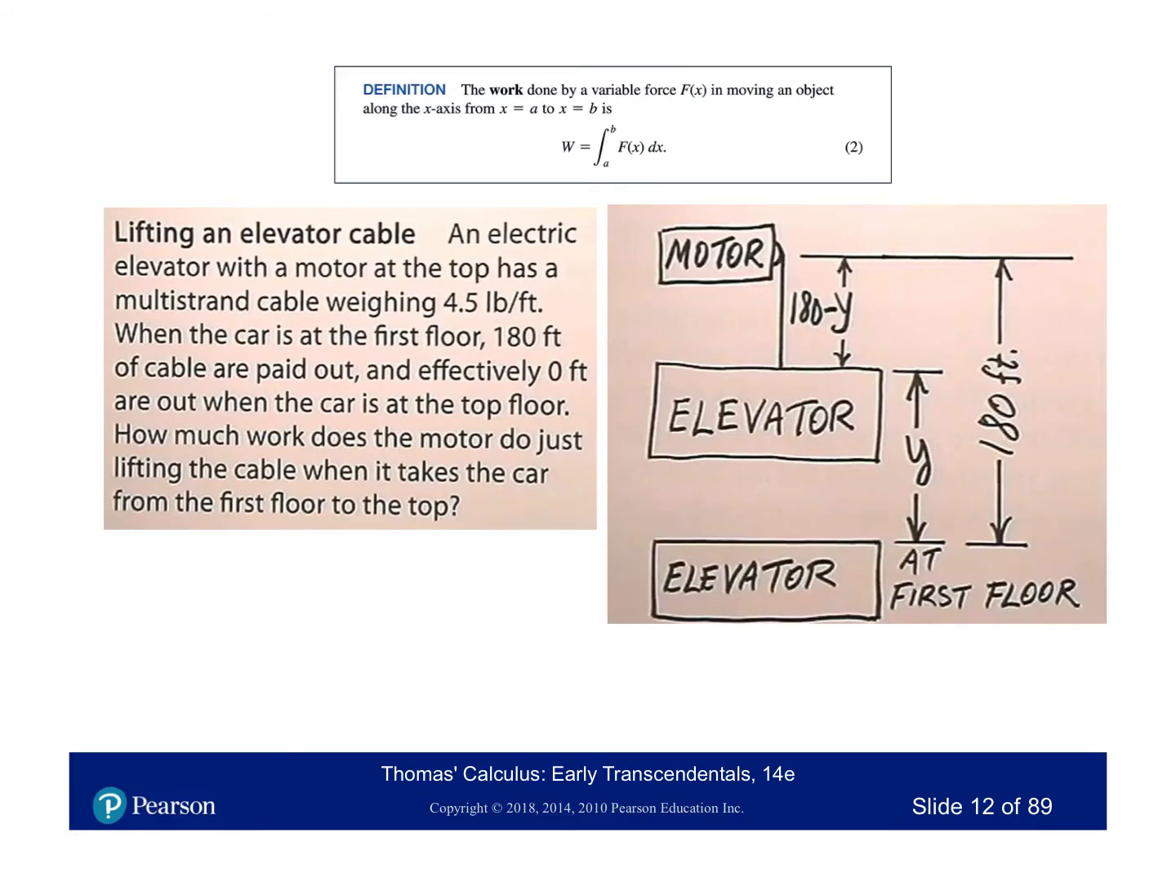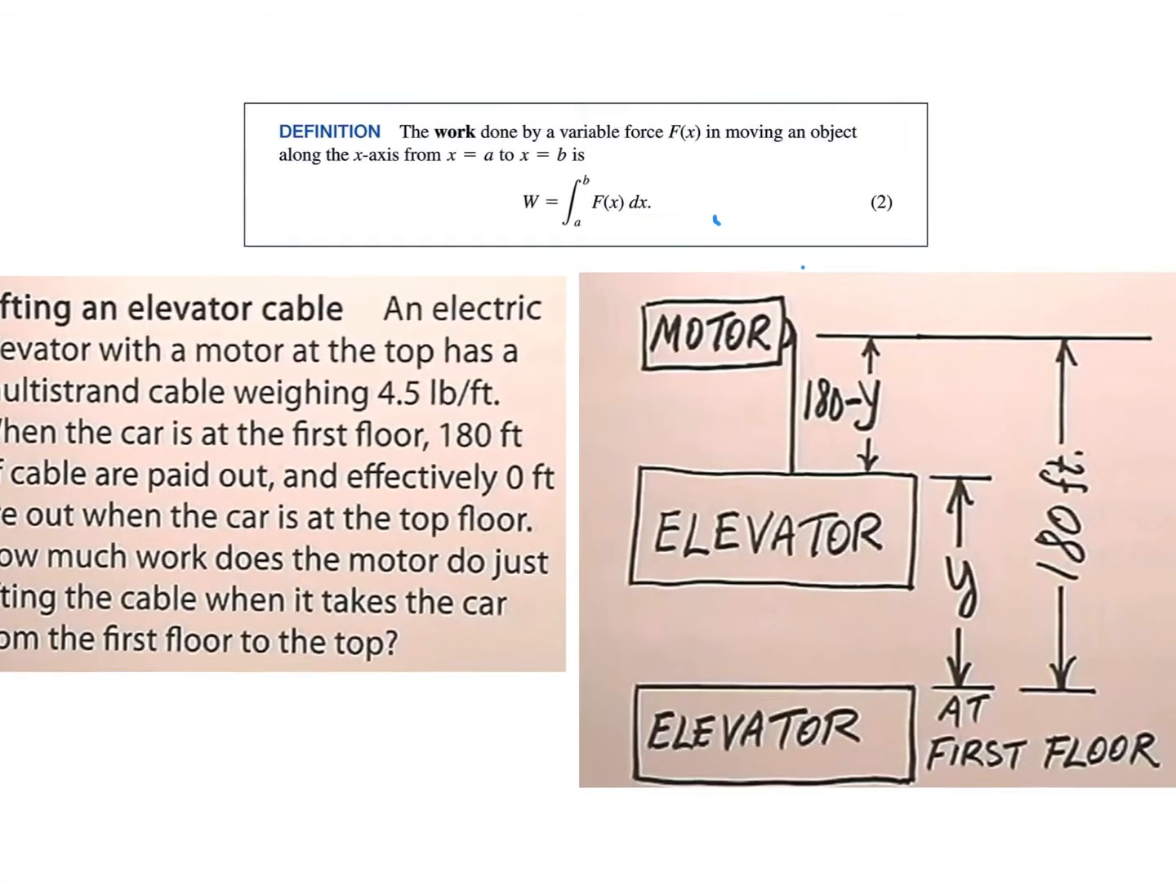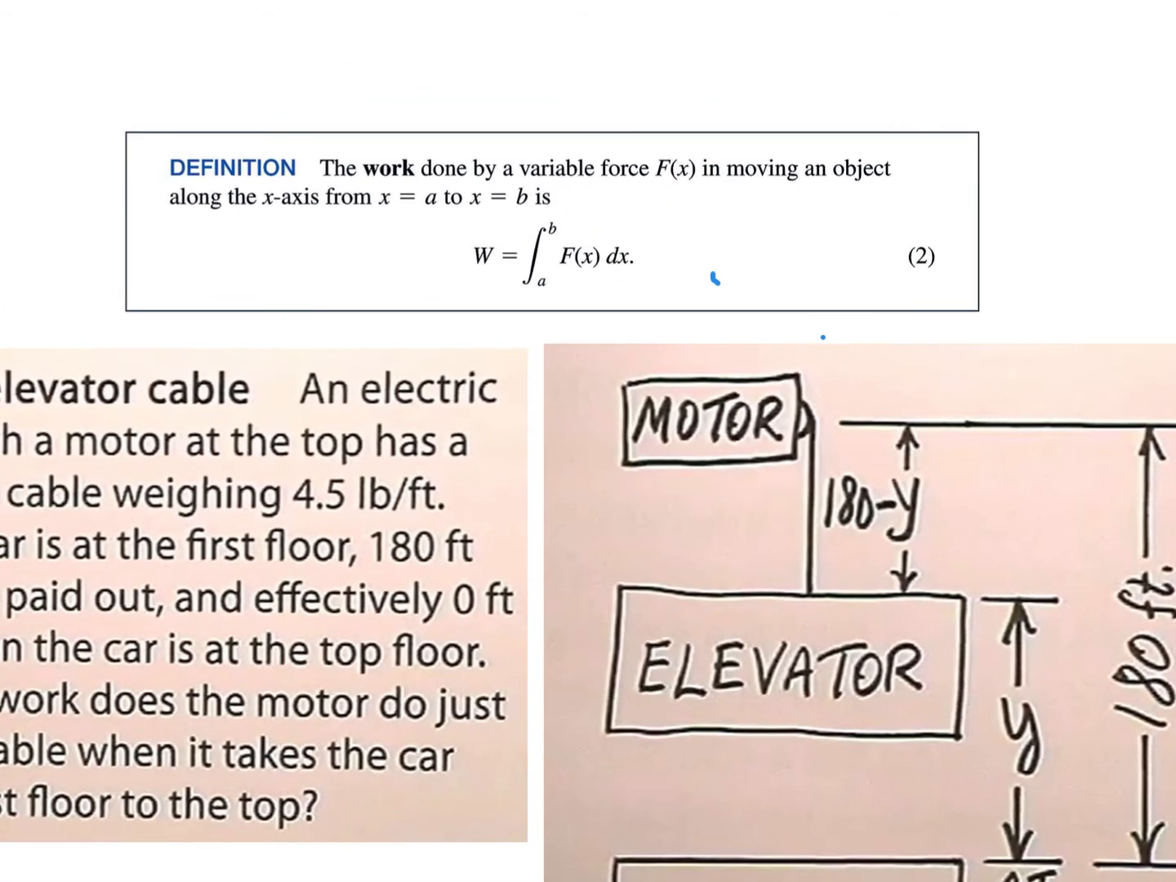So I have a diagram here. Well, I'll have the calculus here because that's the formula we just derived a minute ago. We're going from A to B. That would be the length of the cable that has to be lifted. And force has to do with the weight of the cable. Okay?